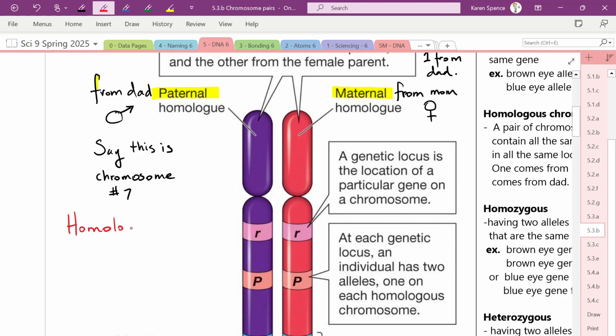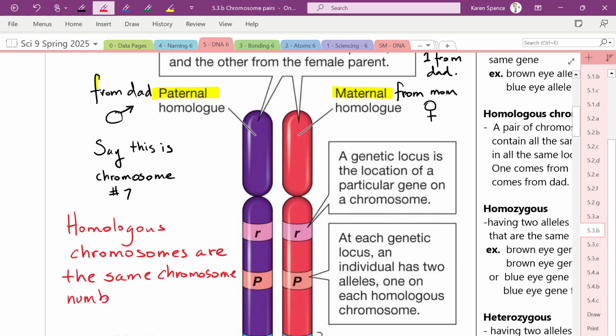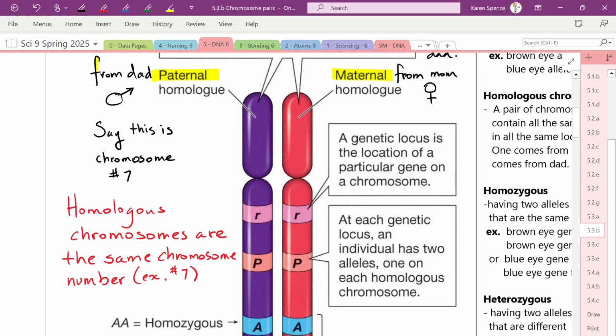Homologous chromosomes are the same chromosome number. So for example, number 7. And they have genes for the same traits.